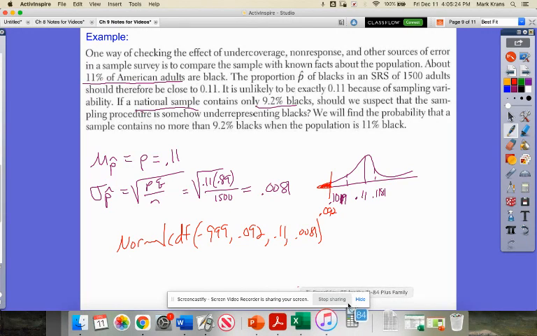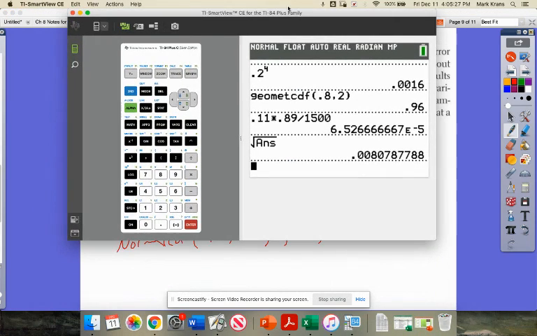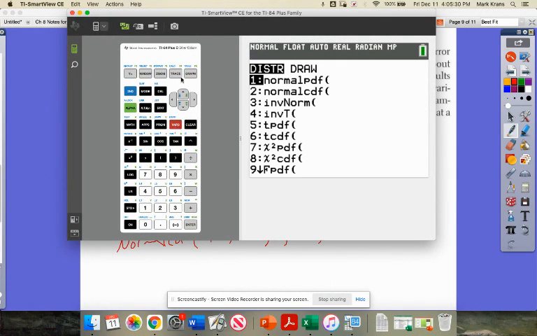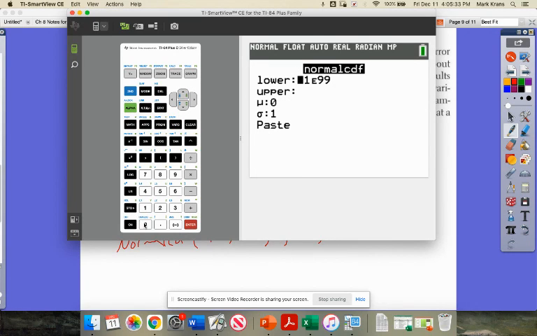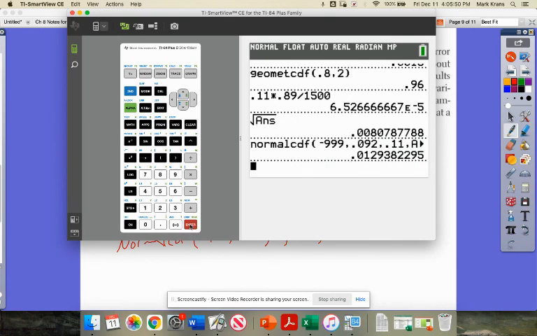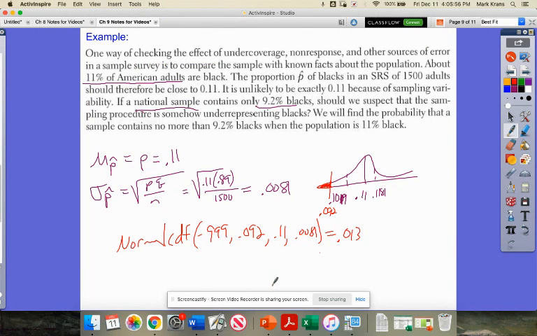If I grab my calculator, I can say second distribution, normalcdf, and I'm wondering, negative 999 to 0.092, mean is 0.11, standard deviation is the answer on my calculator, so I'm going to hit second answer, so it's not rounded. And we get 0.013 as the probability. So the probability that my sample was not underrepresenting this subgroup of the population is 0.013.